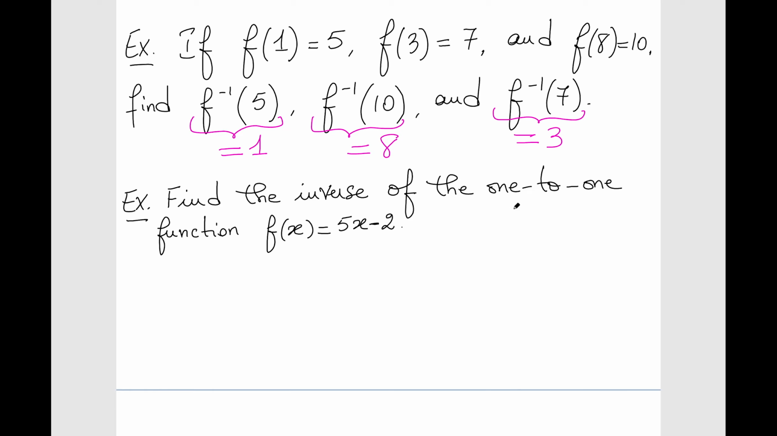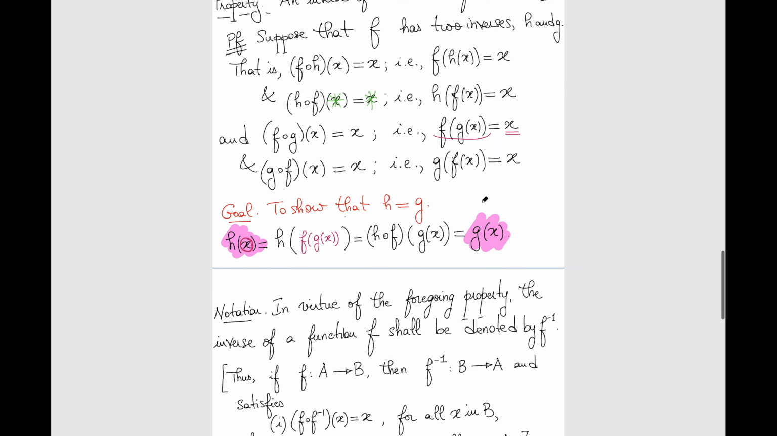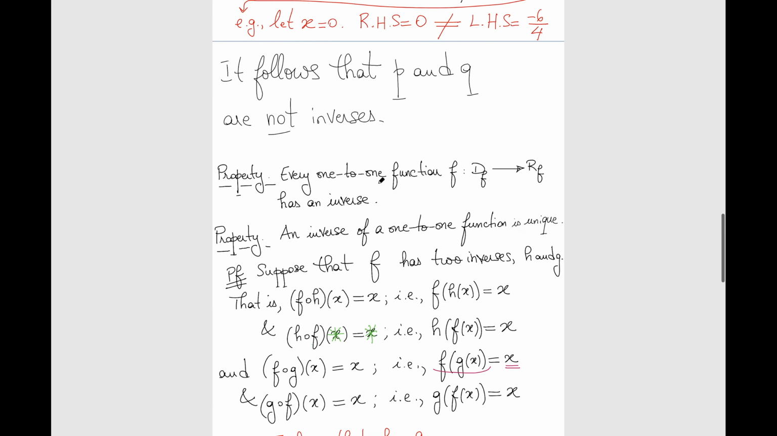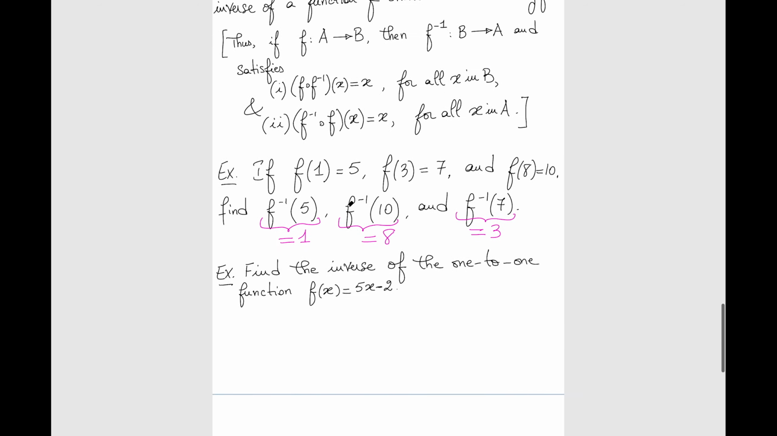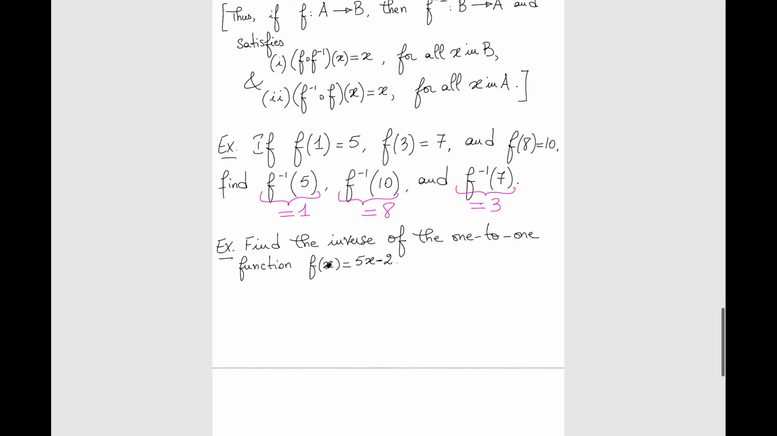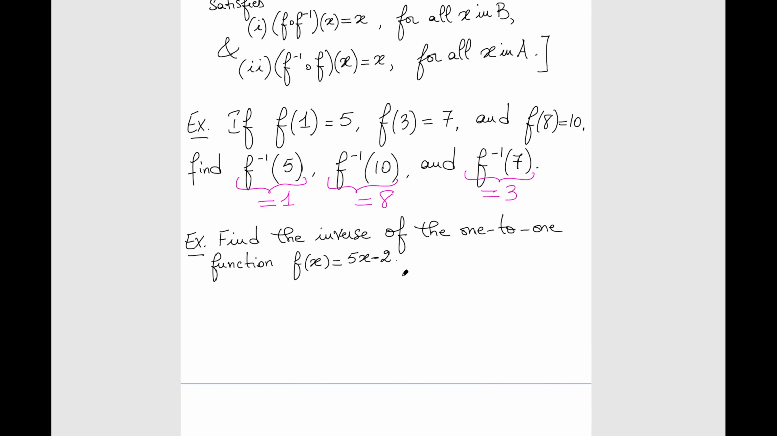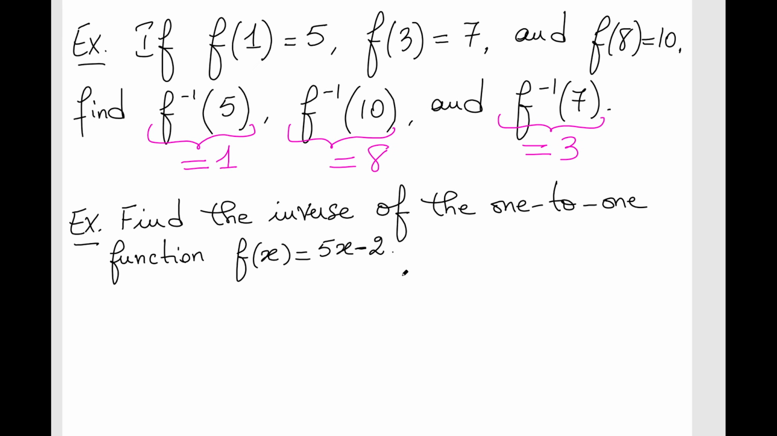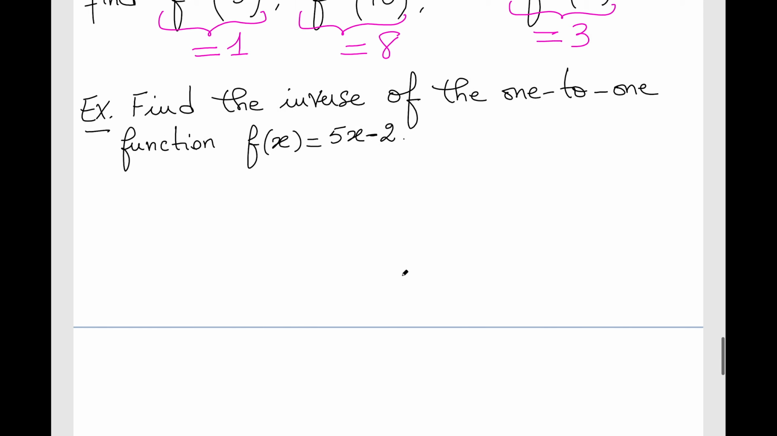Remember the horizontal line test mentioned earlier, and this is equivalent to the function being one-to-one. And since every one-to-one function has an inverse, this property, every one-to-one function has an inverse, we infer that this function must have an inverse, which is to be determined, and hence the meaningfulness of the question. So how do we get our hands on that inverse?